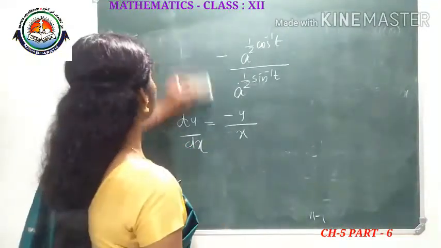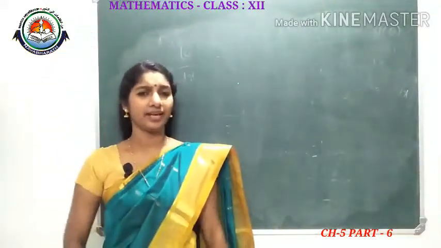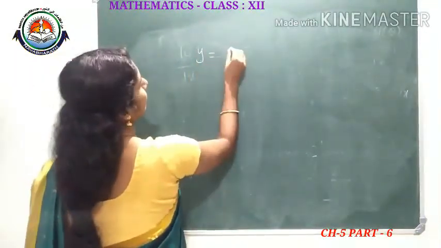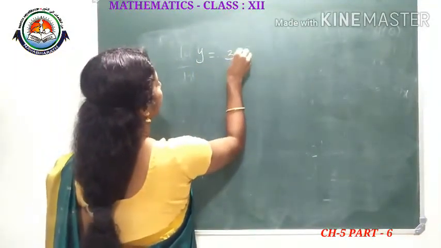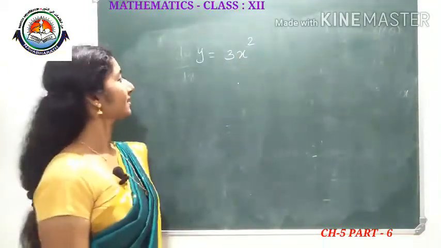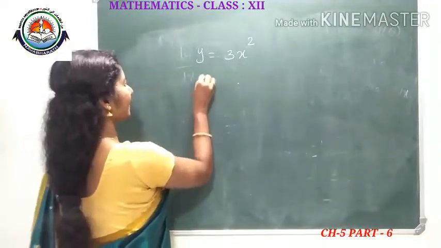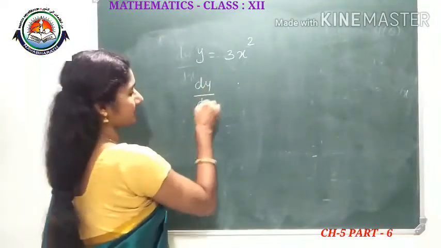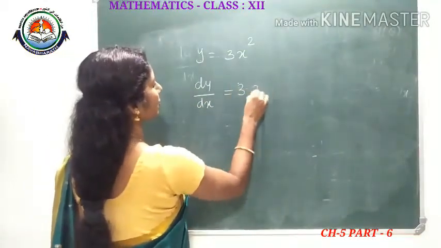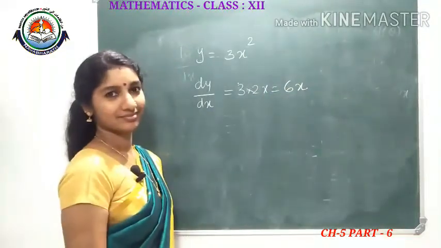Okay. Then we have one function like this. See, y equal to 3x square. What is the derivative of y with respect to x? That is dy by dx. dy by dx is equal to 3 into 2x. So we are getting it as 6x. Correct, no?